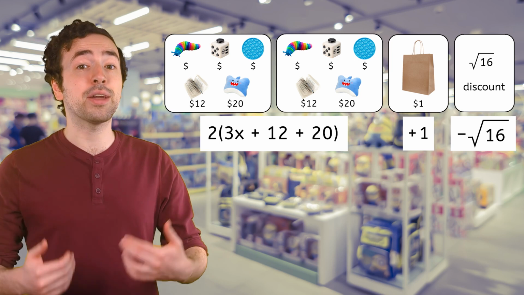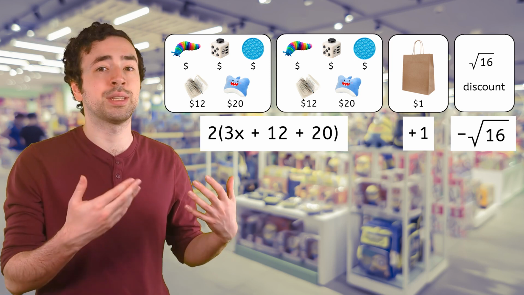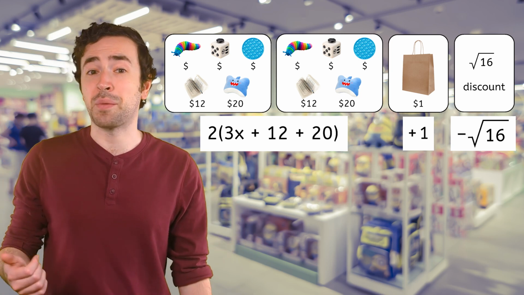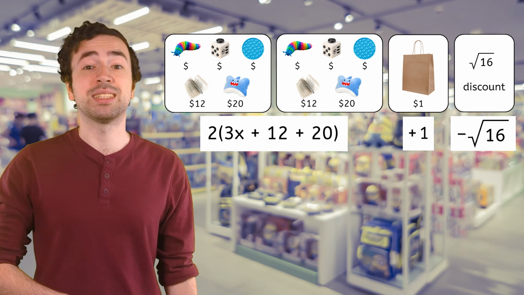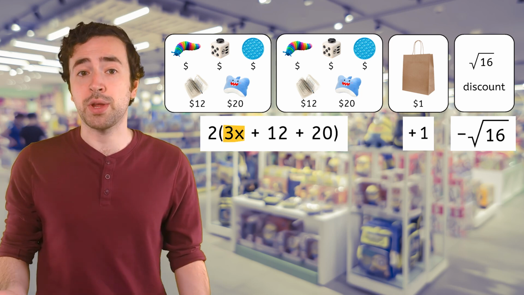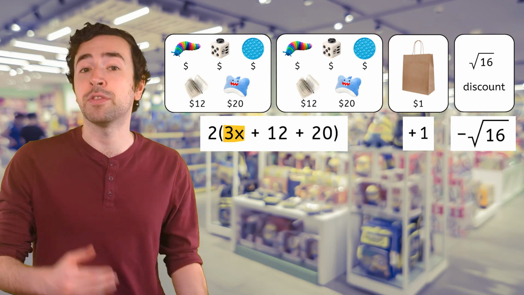Well, I'm buying 3 fidgets, and their price is all the same, but I need to ask what it is when we get to the front of the line. So we'll call the price x for now. Since there's 3 of them, we can use 3x to represent the price of the fidgets.